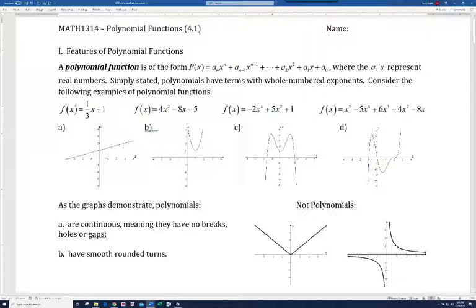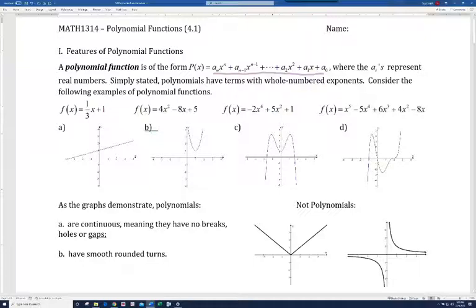We're going to talk first about features of polynomial functions. In fact, a lot of what we're doing here is analyzing polynomial functions, and we're building a foundation for what we're going to do in the next section where we'll be graphing polynomial functions. So let's go ahead and get started. It says a polynomial function is of the form, and you've got p of x equals this long, challenging looking expression with all the subscripts.